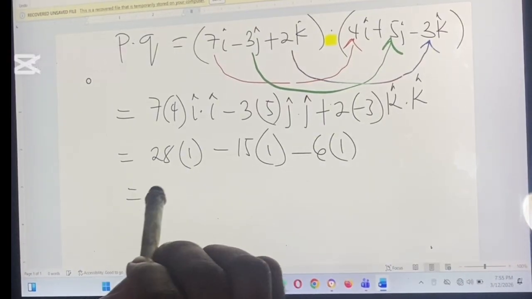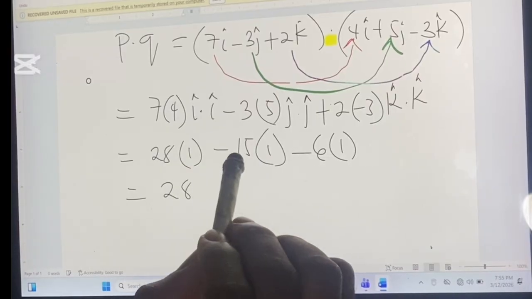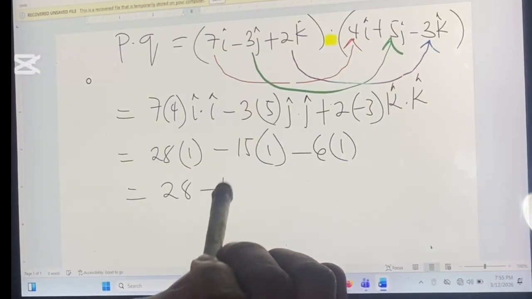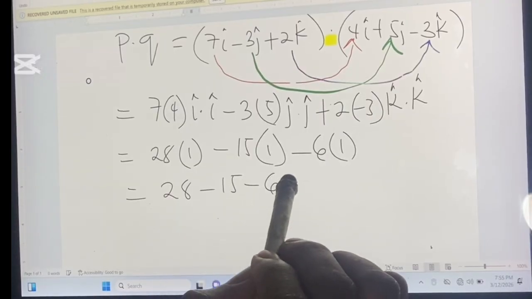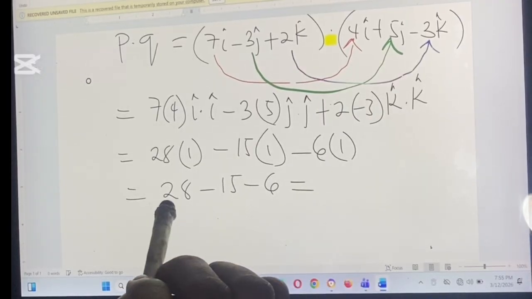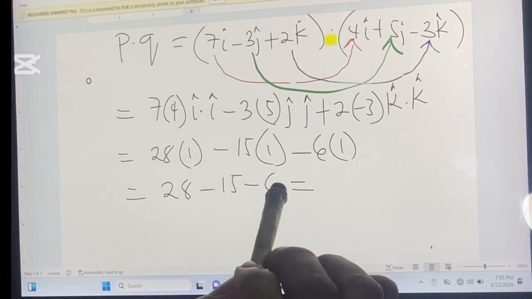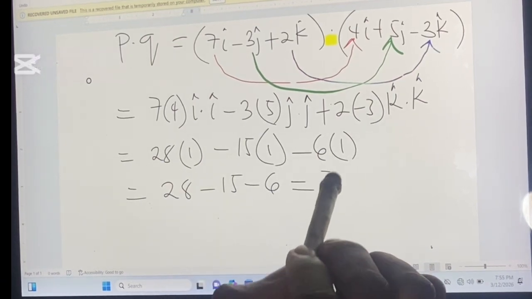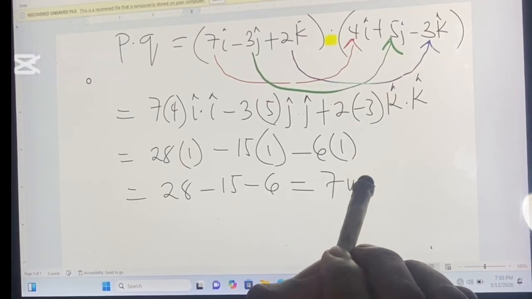Okay. So class, 28 times 1 will give us 28. Minus 15 times 1 will give us minus 15. Minus 6 times 1 gives us minus 6. So the result of this will be 28 minus 15 minus 6, which gives us 7. The unit of dot product is units.